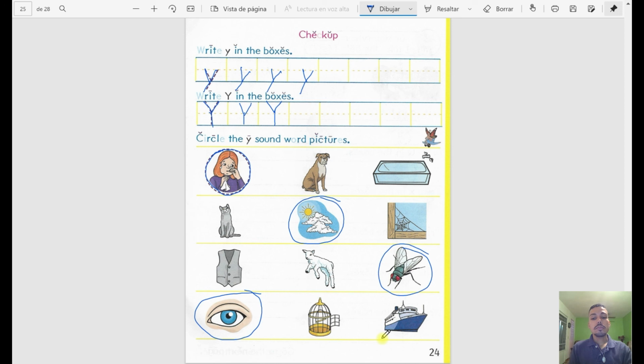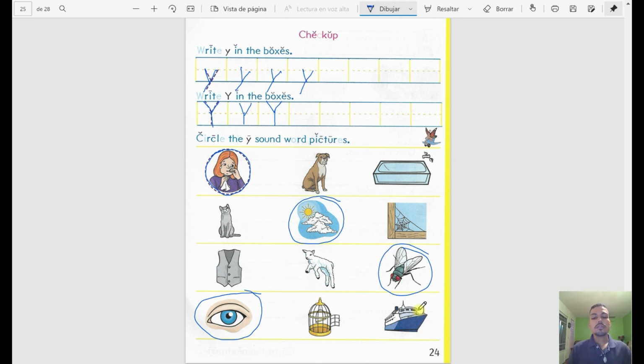The next one here, this is a ship. Ship has the sound I. Ship, it has the sound. No, very good. It doesn't have it, so we have to leave it in blank too, right? We don't circle it, okay?